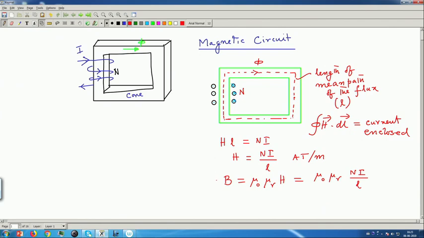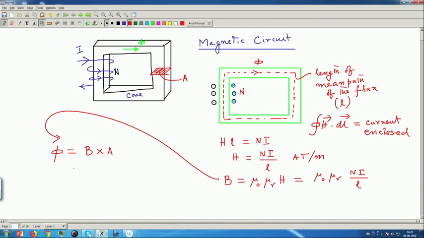Then the flux produced, which is in Weber, will be equal to B into the cross sectional area A. What is this A? A is this cross sectional area, through which flux will be flowing. So, this is A. Okay.